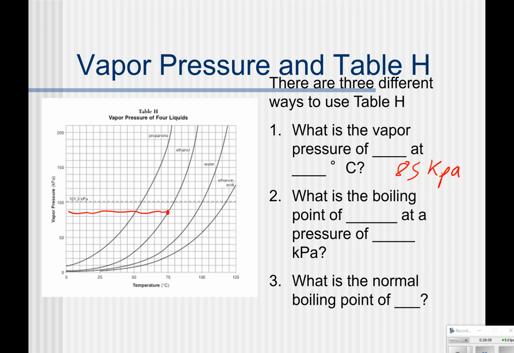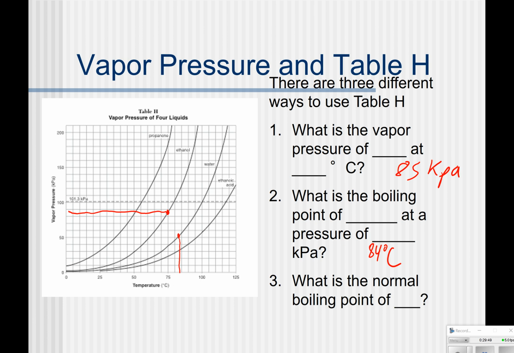The other type that you might see is, what is the boiling point of, let's say, water at a pressure of, let's say, 50 kPa? So we find water at 50 kPa, and we drag it over to our line here, and then we trace it down. So at a pressure of 50 kPa, water is going to boil at somewhere around 84 degrees Celsius. So we can either determine the pressure at a particular temperature, or we can determine the temperature at a particular pressure.